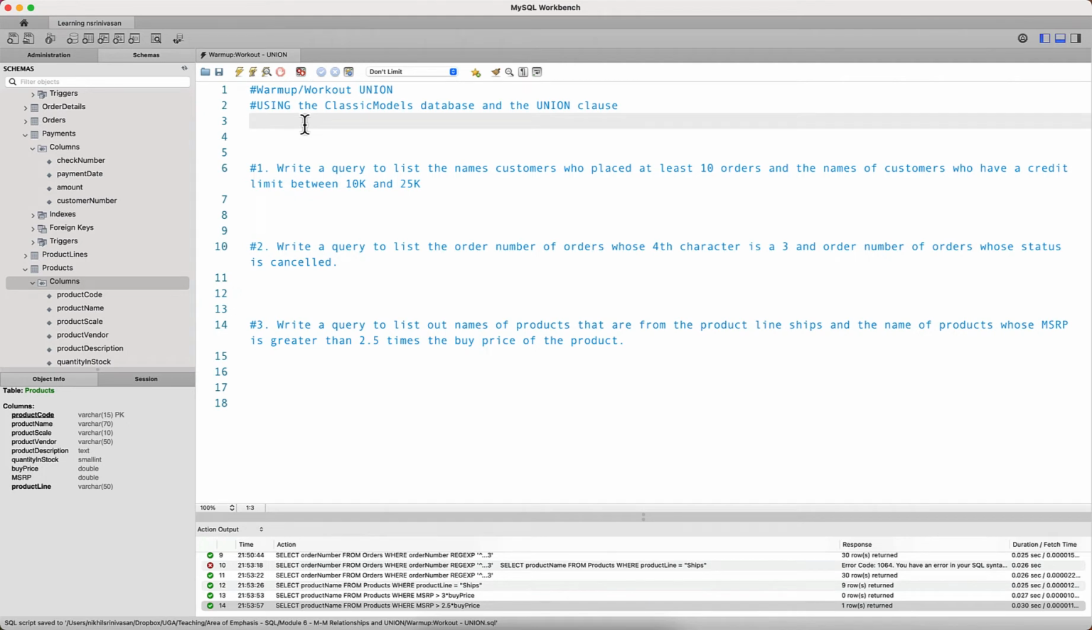Welcome to the warm-up and workout query set for the union clause. Let us start by using the classic models database.